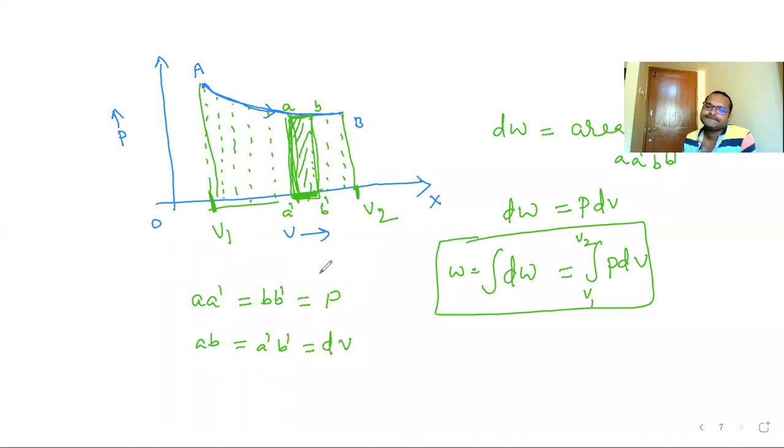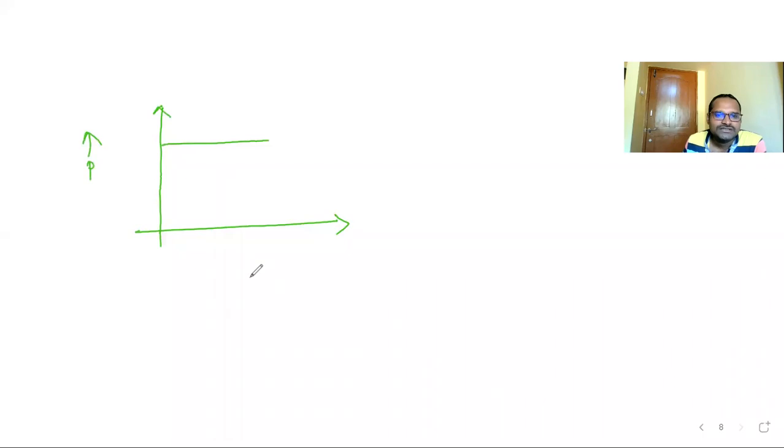Did you understand? Clear? Let us suppose we have an indicator diagram like this. This is pressure and this is volume. Let us suppose the volume is up to here. This is the origin, and the volume is 2V. Now, what is the work done by the gas? What will you do? Area under this graph.